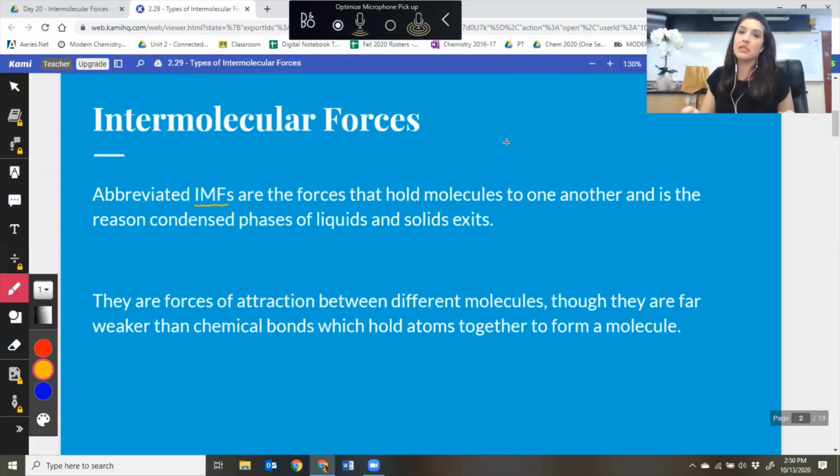They're different from bonds because they're just forces between 2 different molecules. If you think about international flying, it's when you fly from one country to another. So we're talking about a force that exists between one molecule and another molecule. They are far, far weaker than chemical bonds. Chemical bonds are much stronger than intermolecular forces. So those are the bonds that hold an atom together into a molecule, but IMFs hold molecules together in their condensed phases, like gases, or like liquids and solids.